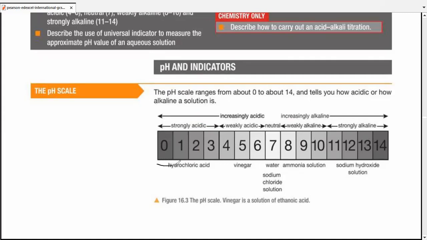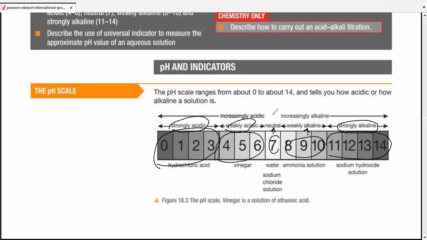As you can see from here, 0 to 3 represent the strongly acidic solutions. 4 to 6 represent the weakly acidic ones. Then 7 exactly is neutral. 8 to 10 are weakly alkaline. And lastly, 11 to 14 are the ones which we call strongly alkaline.